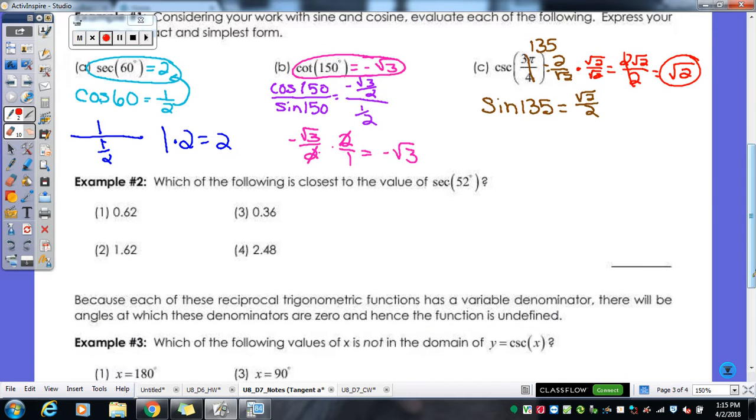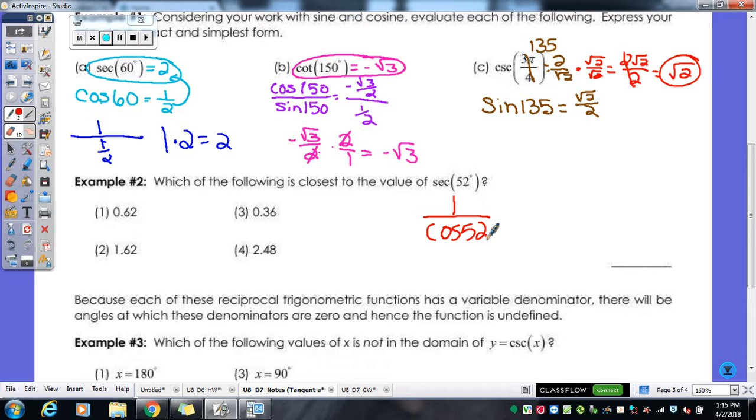All right, number 2. Which of the following is closest to the value of secant of 152? In your calculator, you're not going to want to find the cosine of 152 and then flip it. What we want to actually do in the calculator is 1 divided by cosine of 152. That's how you would get your reciprocal function.